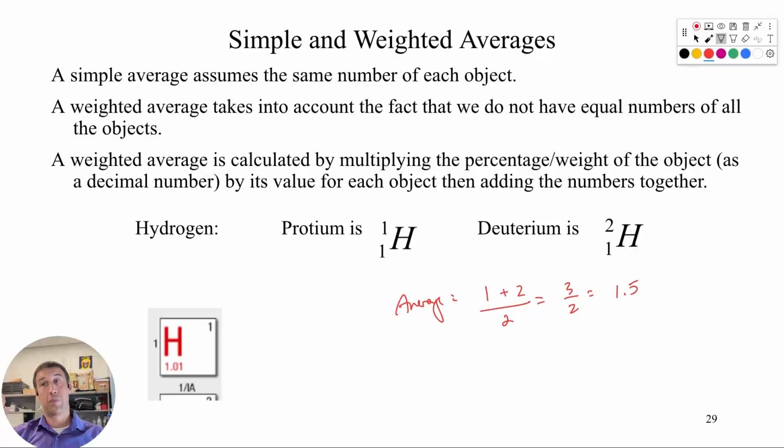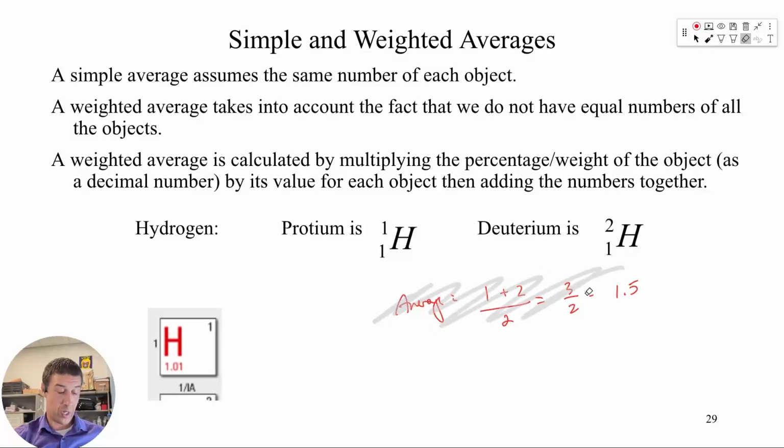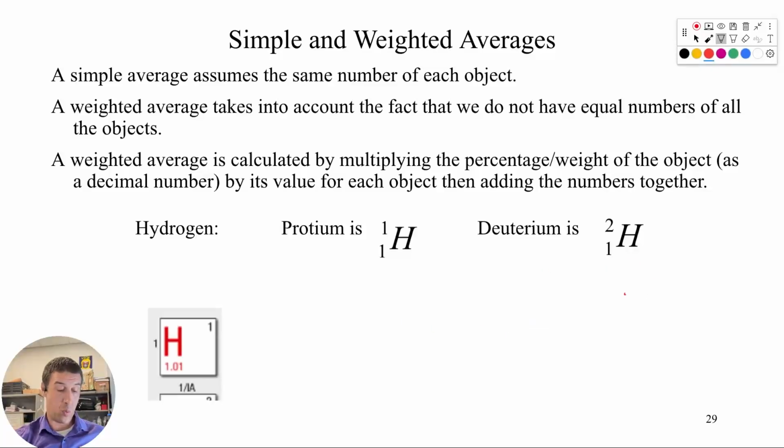Weighted averages become more relevant if you're looking at a massive data set. So what if we weren't looking at just 1 protium and 1 deuterium? What if I had 15,000 of these and let's say 1,000 of those? Well, when I go to add these numbers up, I don't want to do 1 plus 1 plus 1 for 15,000, and I don't want to do 2 plus 2 plus 2 for 1,000 times. So what I'd want to do is scale that up.